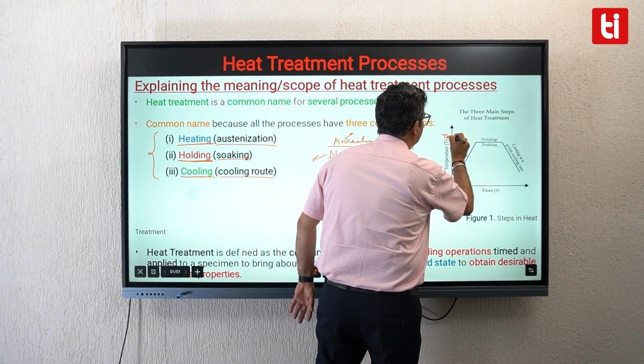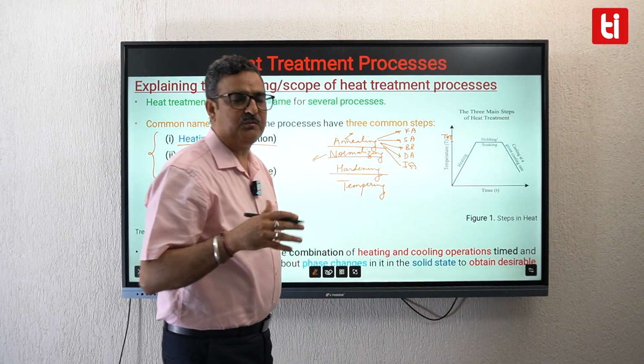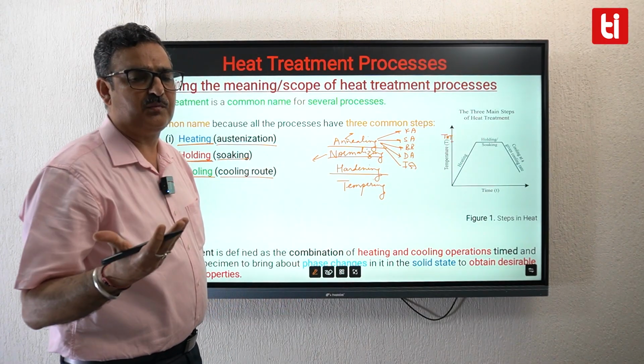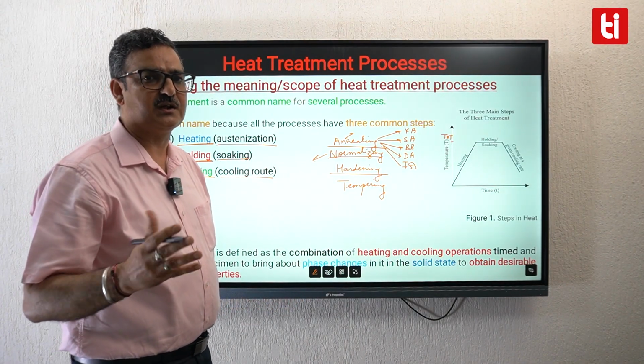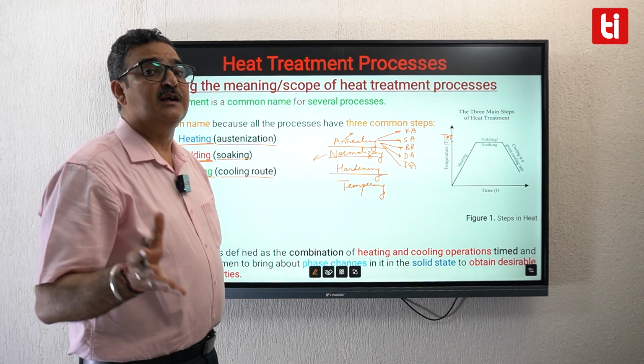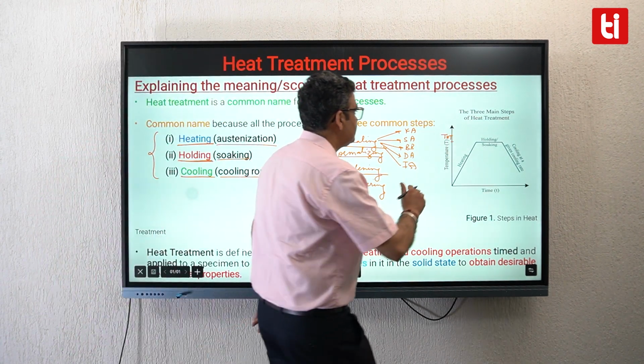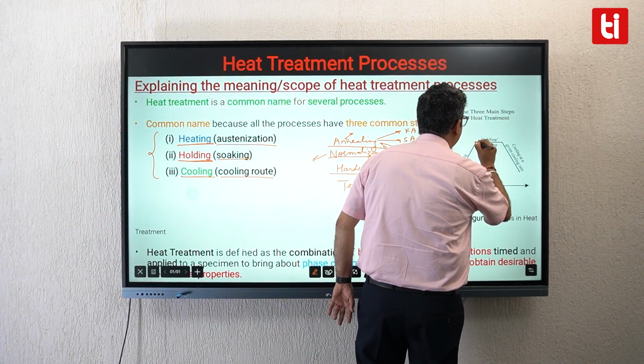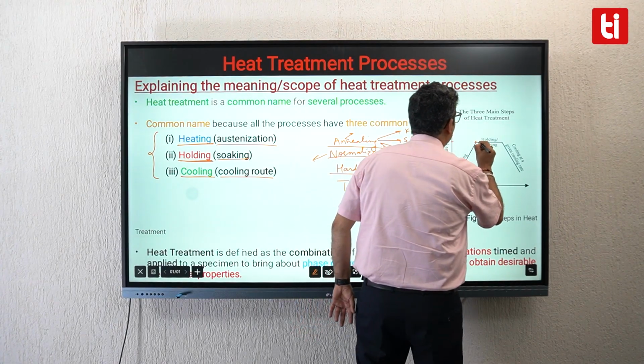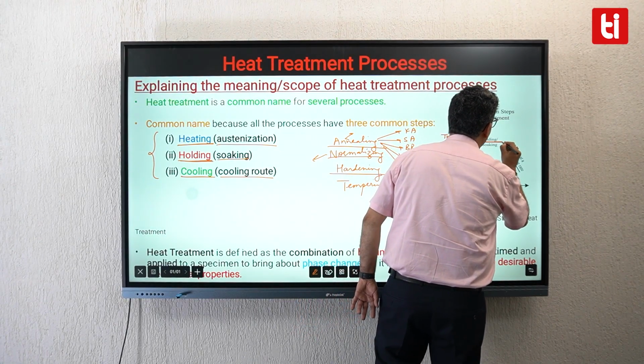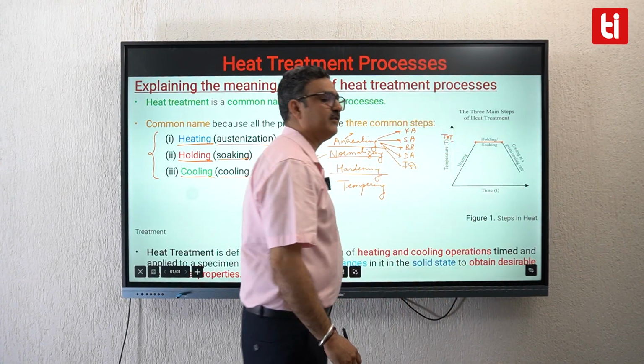Called the heat treatment temperature. In case of annealing, it would be called the annealing temperature. In case of normalizing, this would be called the normalizing temperature. But commonly, this would be called the heat treatment temperature. Once you have taken your steel component to the heat treatment temperature, now you will hold or soak the steel at that temperature for some period of time.